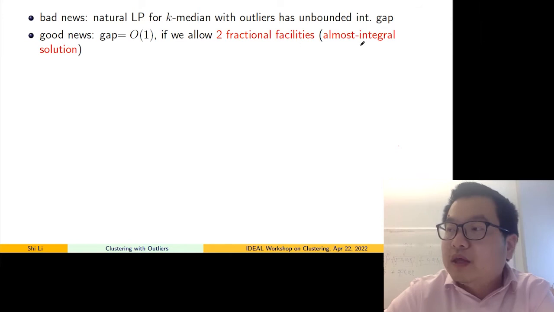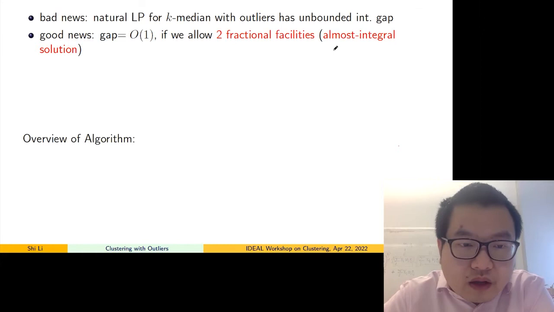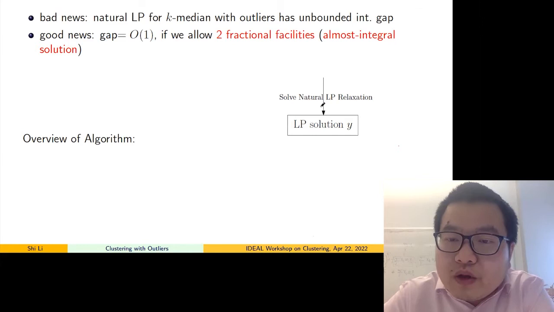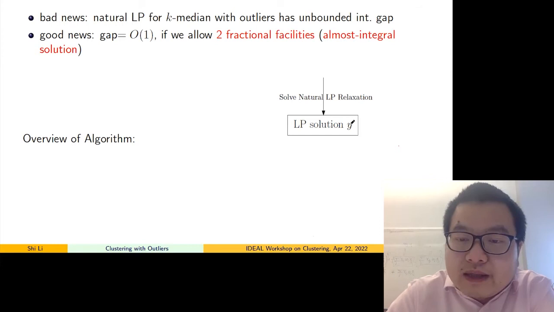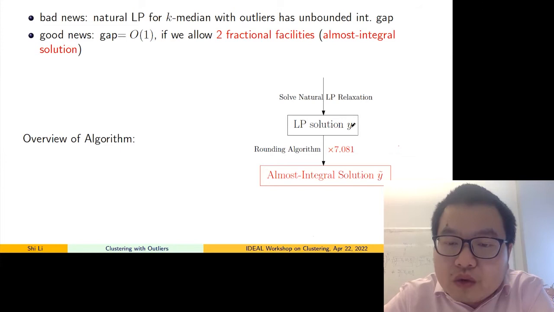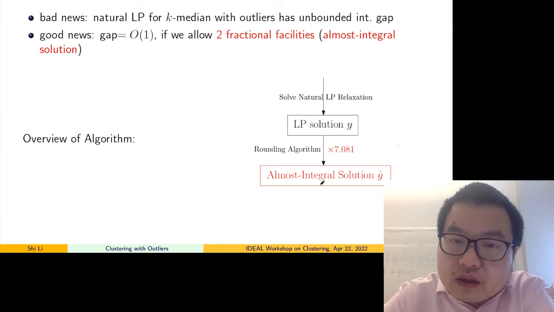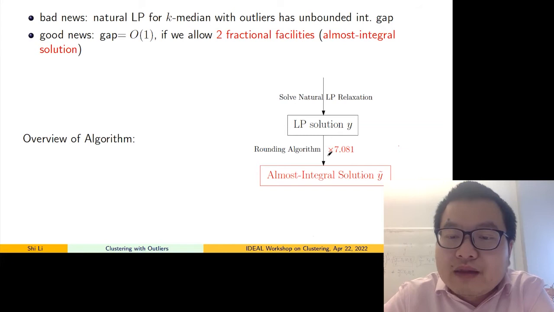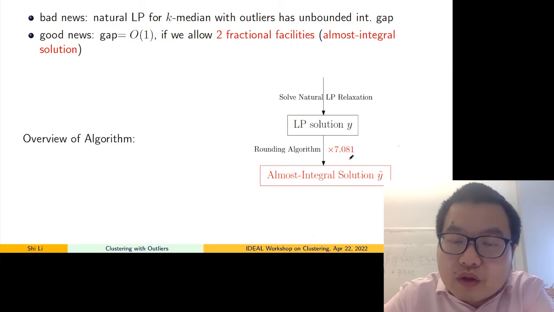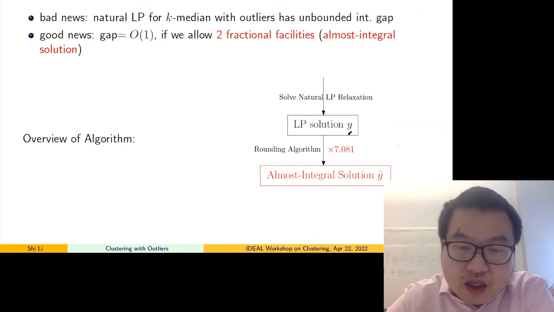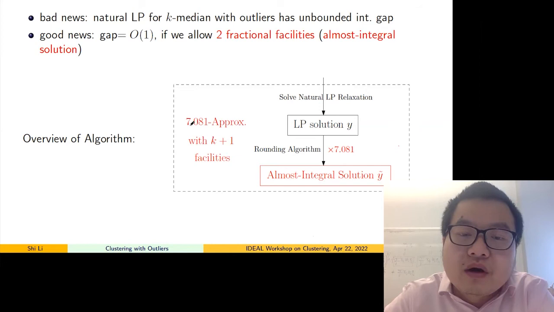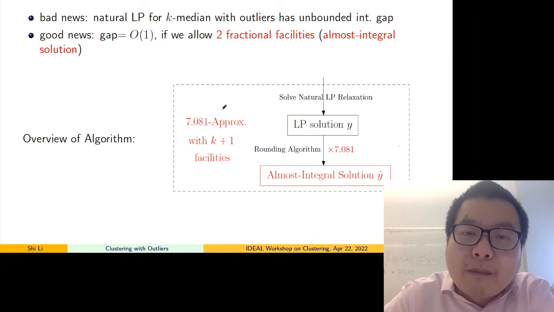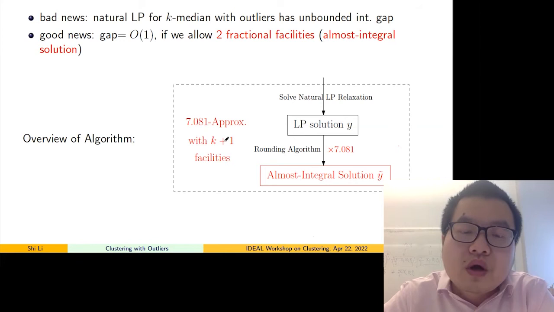We call such a solution an almost integral solution. So this is the overview of the whole algorithm. We solve the LP relaxation, we get a fractional solution y, and I'm going to talk about this LP relaxation soon. And then we have a rounding algorithm that rounds this fractional solution to an almost integral solution y tilde. So y tilde contains k minus one integral facilities and two fractional facilities whose y tilde values add up to one. And this will lose a factor of 7.081, so the cost of this solution is this number times the cost of the LP. So if you are allowed k plus one facilities, then you have a 7.081 approximation for the problem. You just open both fractional facilities. So this will give us a pseudo approximation, which is already interesting.